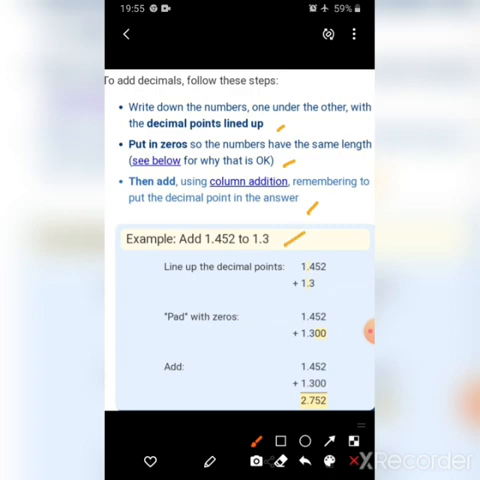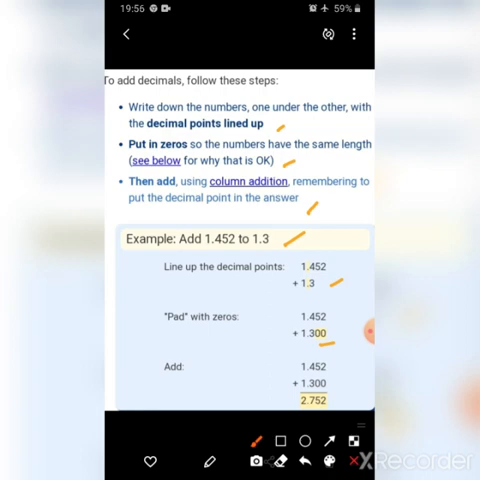Now look here, one question example. 1.452 plus 1.3. Line up the decimal points. Then pad the zeros. Here only 1.3 is given, so here you put the 0. 1.452 plus 1.300. The same length is there.